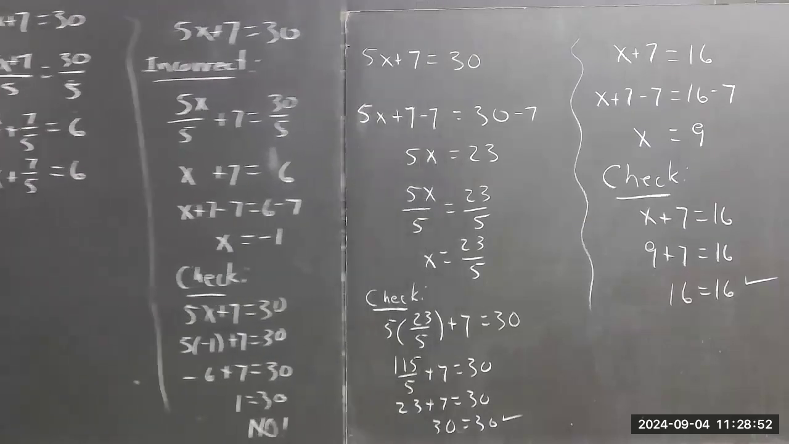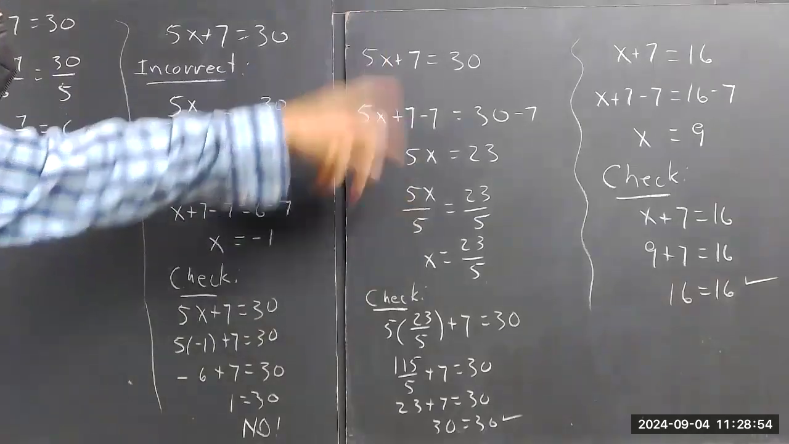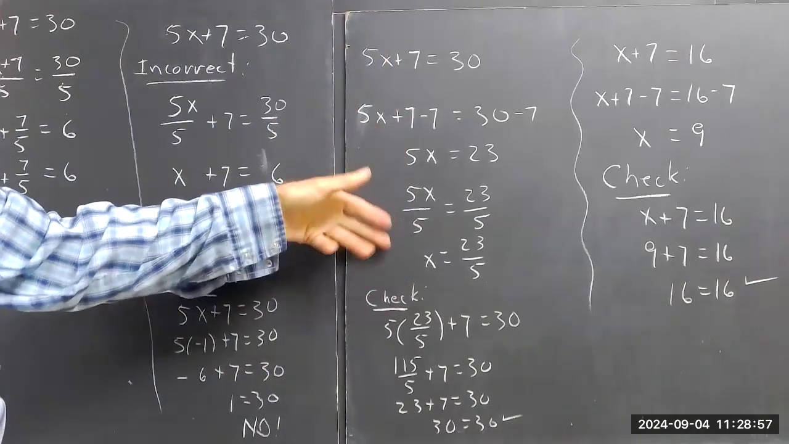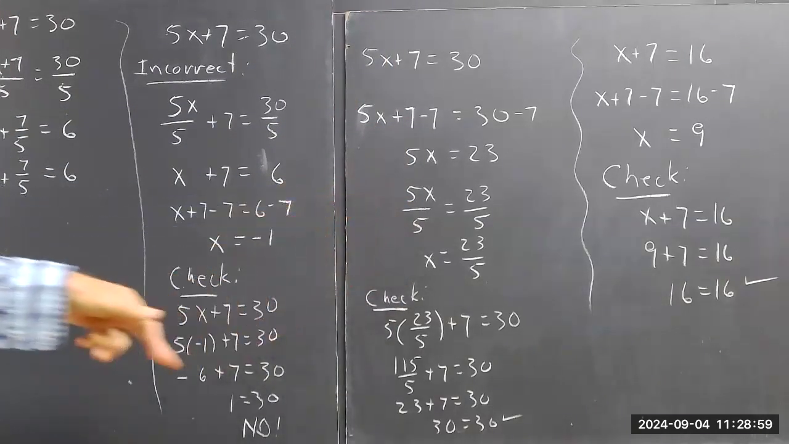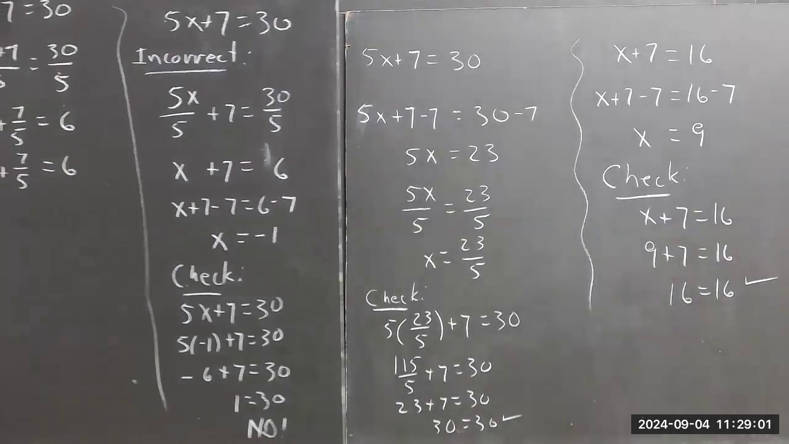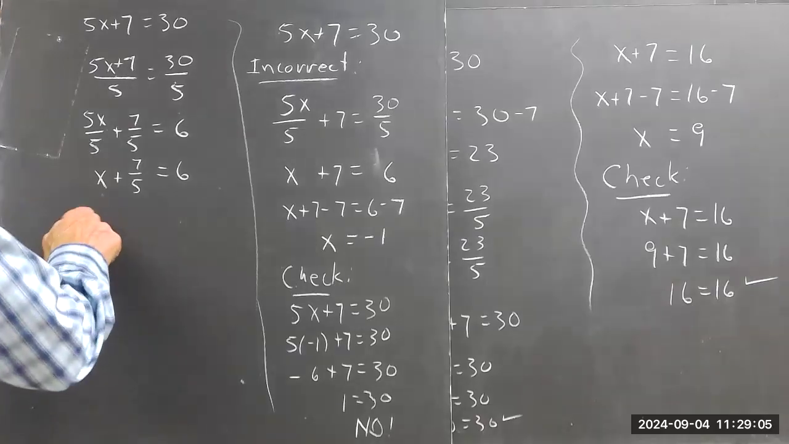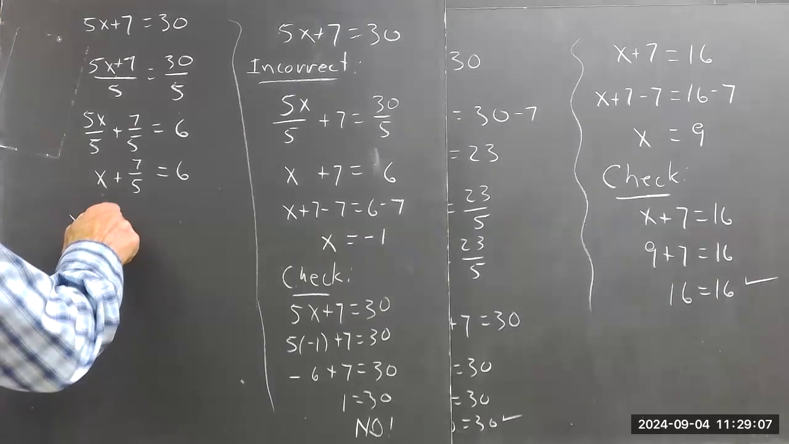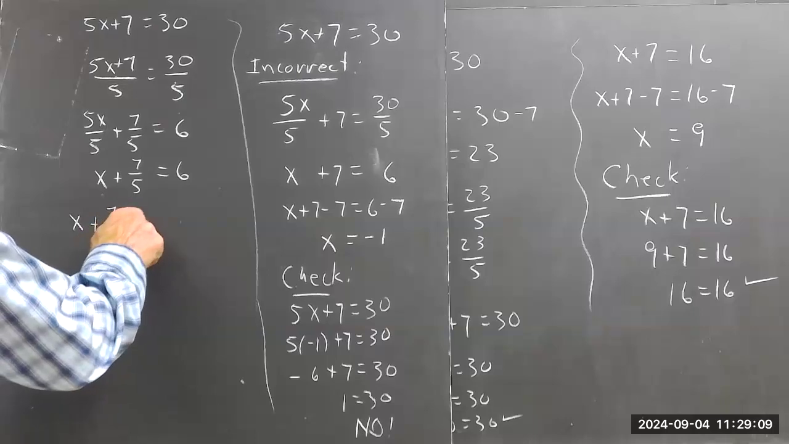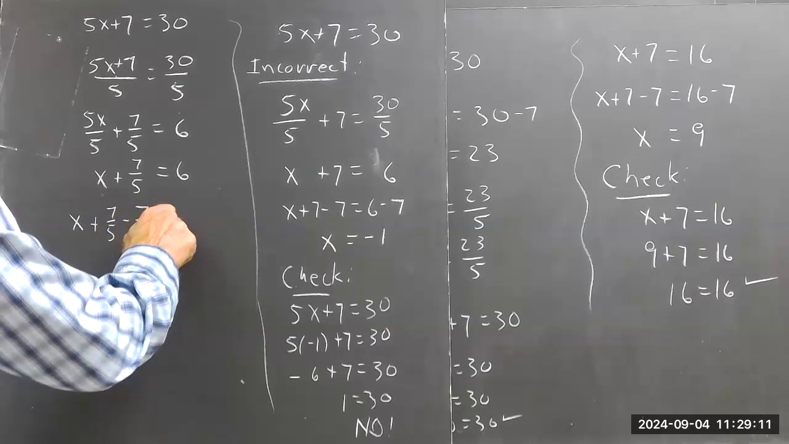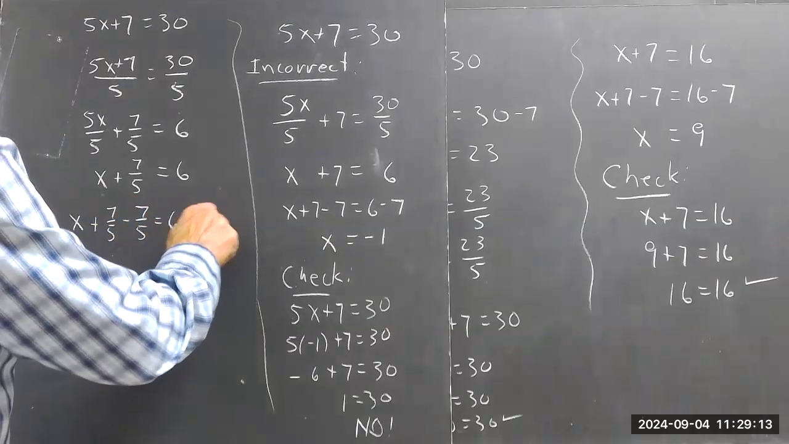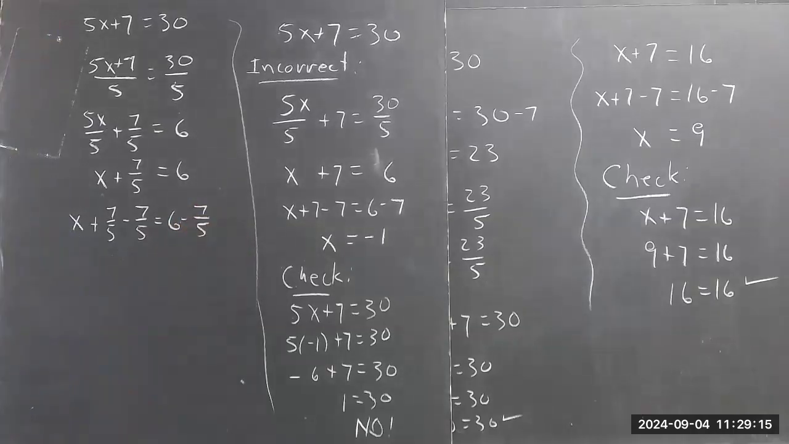Now we've got a fraction in there. And if you compare with the solution we had over here, the only fraction we got was at the very end. So we're going to have to do a little work to deal with that fraction. We're going to have to find the common denominator. Well, let's see how that works out. We've got x plus 7/5 minus 7/5 equals 6 minus the 7/5.